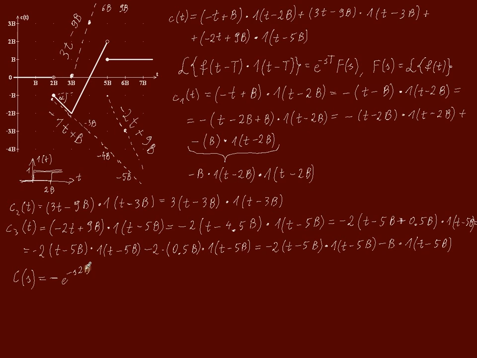and finally, we need to write the function f of s, that is the Laplace transform of the non-delayed function. Our delayed function is t minus 2b, so the undelayed function will be t itself. And what is the Laplace transform of the function t? We calculated this earlier, and it is equal to 1 over s squared.